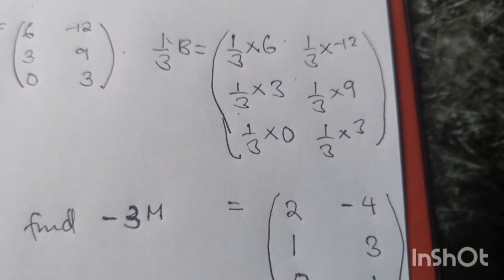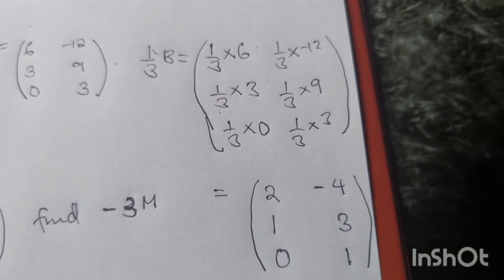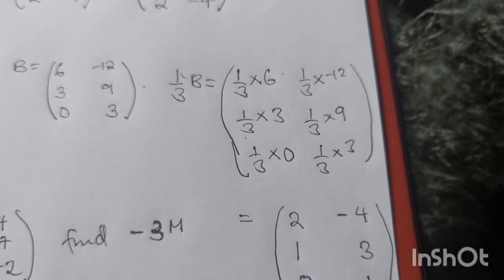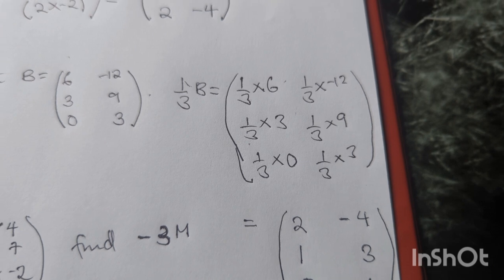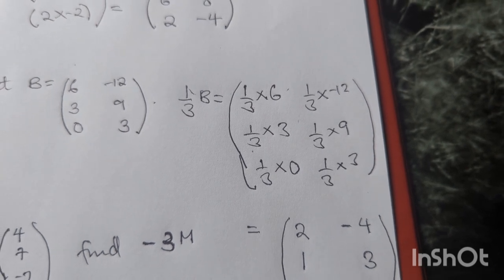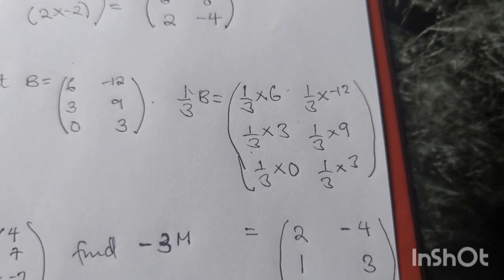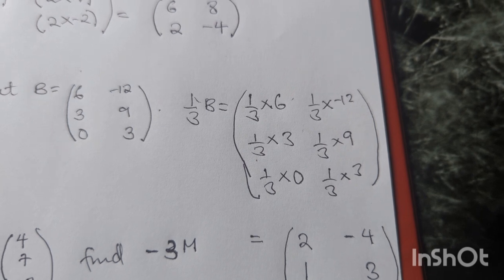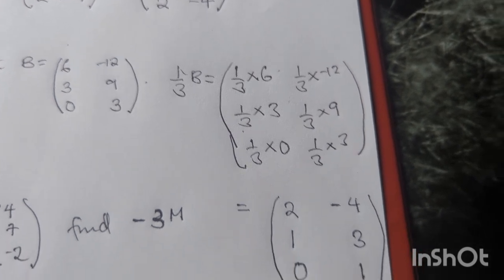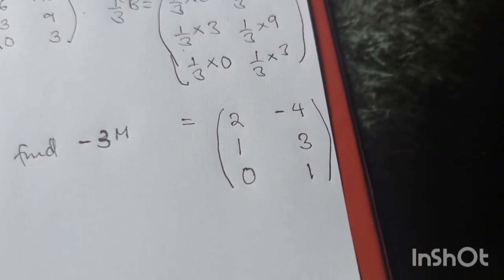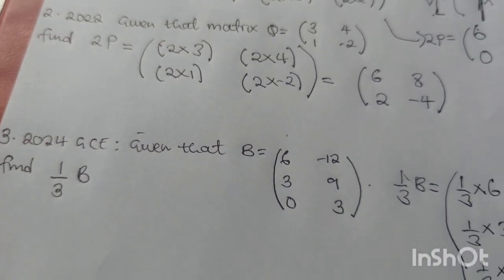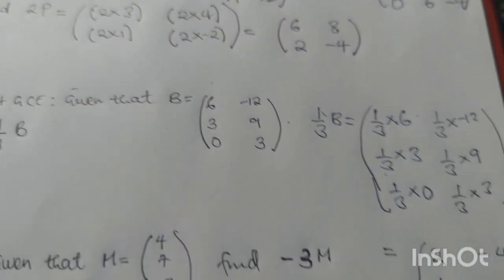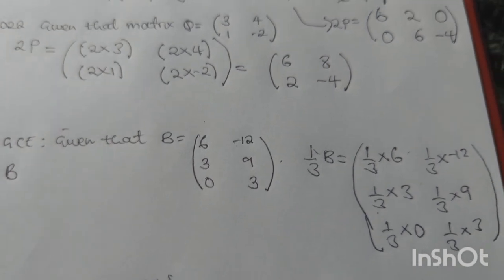Okay, so it doesn't matter what a scalar is. So let's say if someone, for example, where you are, you say, what is half by 6? Or what is half by -12? So meaning you're just going to divide now. 2 into 6 and 2 into -12. Very simple. So that's our final answer there. This is how we got 1/3 of B from 2024 GCE.